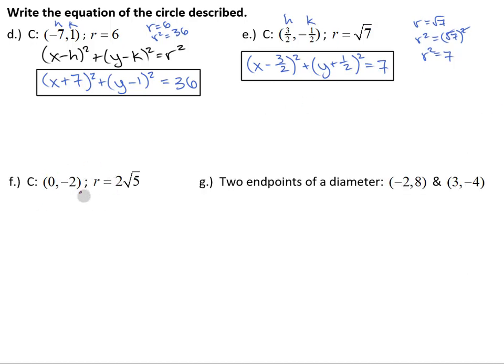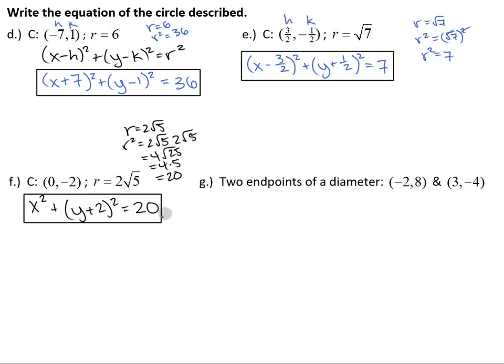Okay, let's try one more like this, and then they're giving us a more challenging one here. So try F out, see if you can write this one. I'll put the answer up in a second, and then we'll do G together. All right, the correct equation is x squared, because h is 0, plus y plus 2 squared. And when you do 2 root 5 times itself twice, you get 4 root 25, which is 4 times 5, or 20. The radius squared is equal to 20.